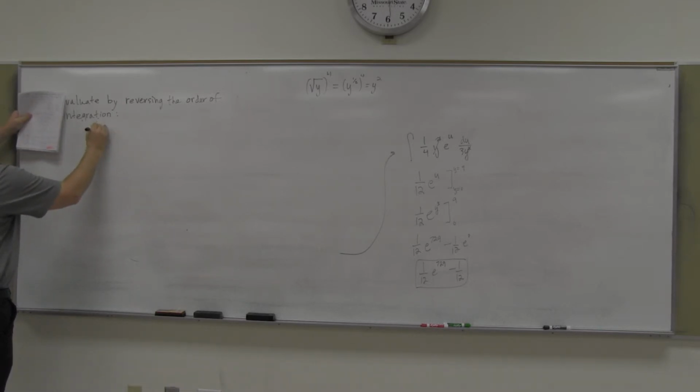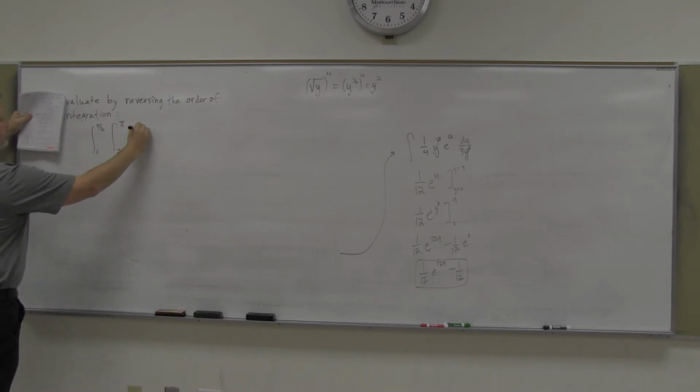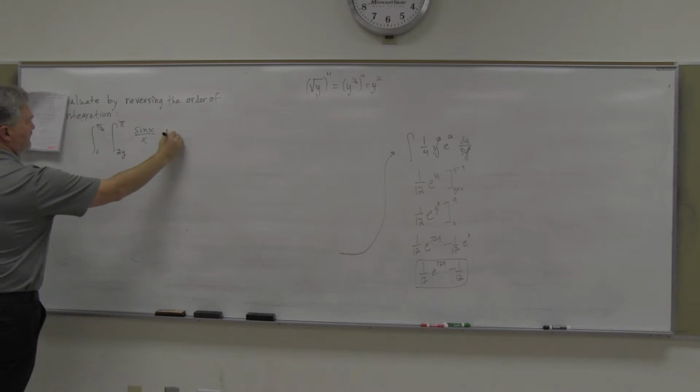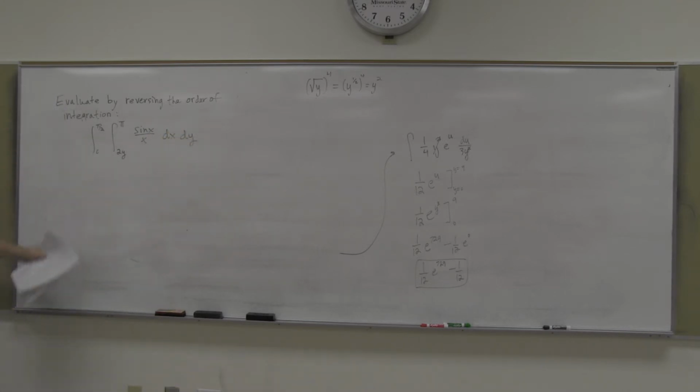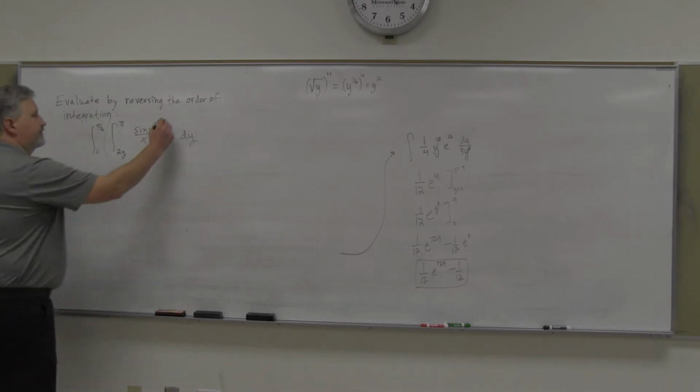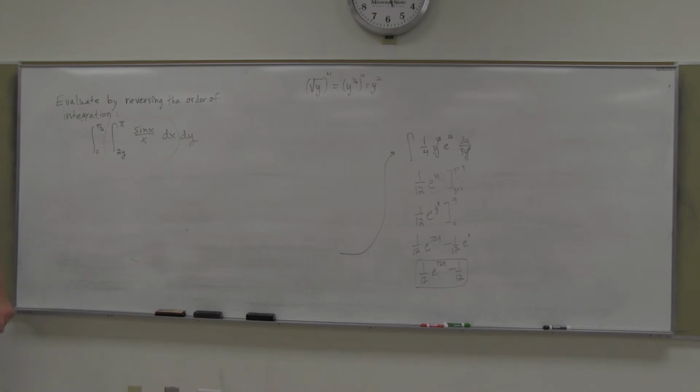So integral 0 to pi over 2, then integral 2y to pi, sine of x over x, dx dy. In this case, I'm integrating with respect to x first. We may have talked about that before. Again, that integral is not doable. Sine of x over x, anything you could try, it's not doable. If you run into that, what about reversing the order? Can I reverse the order?